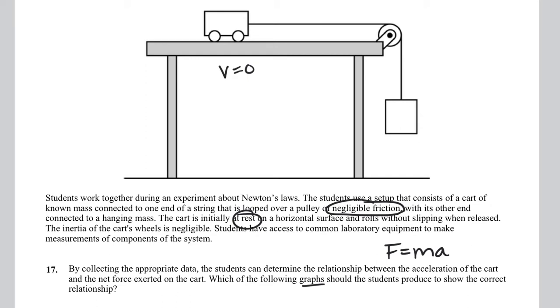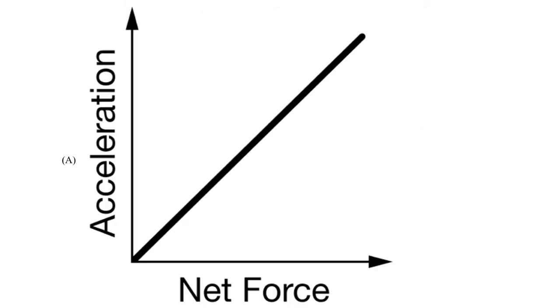So we know that y equals mx plus b. That's just our standard format for a linear equation. So let's just go to our graphs and see what we got. So after looking at all my answer choices, I know that net force is going to be in the x position, and acceleration is going to be on the y-axis.